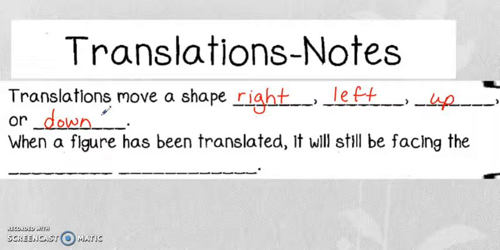It might move to the right and then up. It could move to the left and then up. Or it could go in either of those directions and move down. One thing to note is when a figure is translated, it is still facing the same direction. All you are doing is sliding the shape.